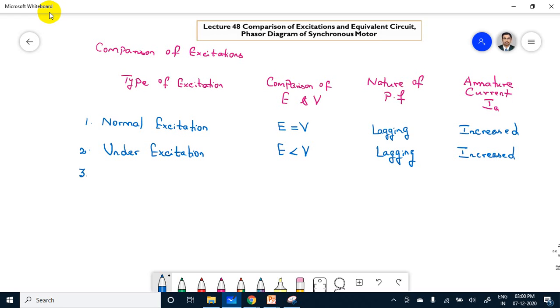Third point, over excitation. In over excitation, E will be greater than V. The nature of power factor will be leading, and this armature current IA will be increased.